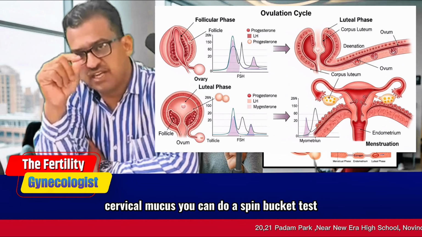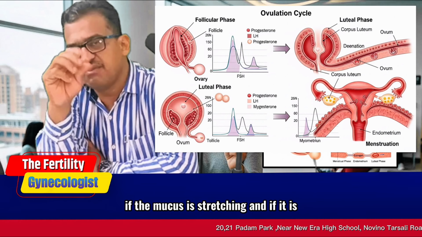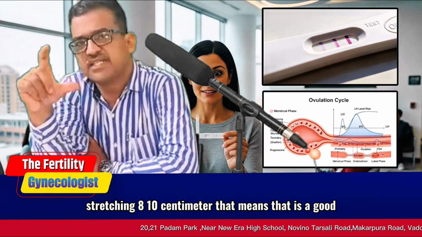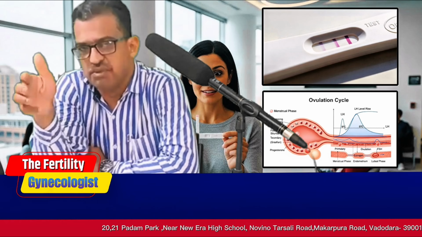So you can see your cervical mucus. You can do a spinnbarkeit test between the fingers: if the mucus is stretching, it is thin, and if the mucus is breaking, that means the mucus is not thin. If the mucus is stretching 8 to 10 centimeters, that means it is good mucus.